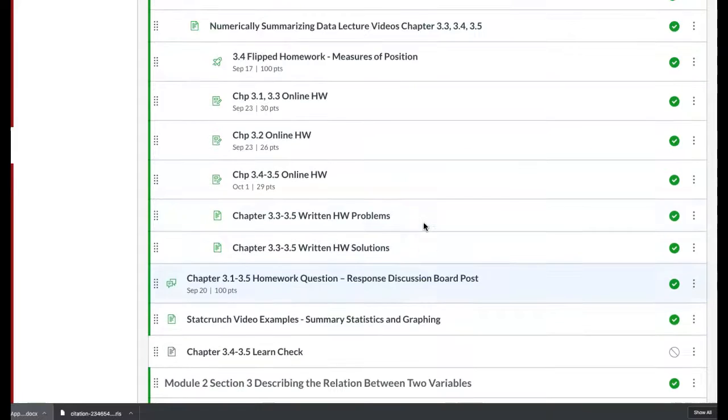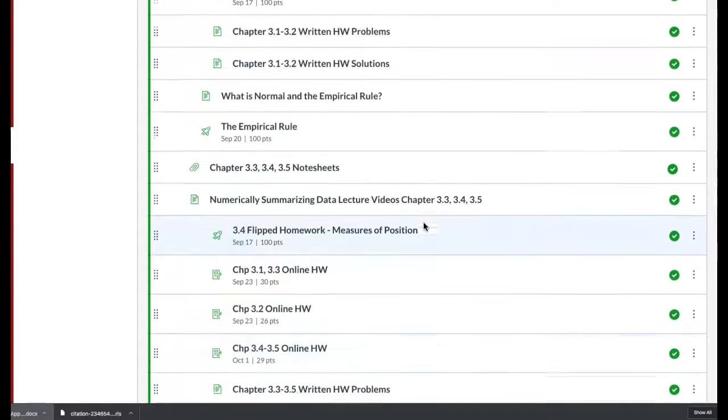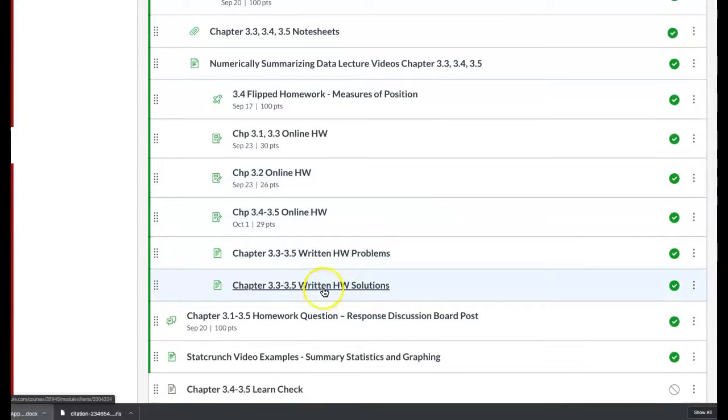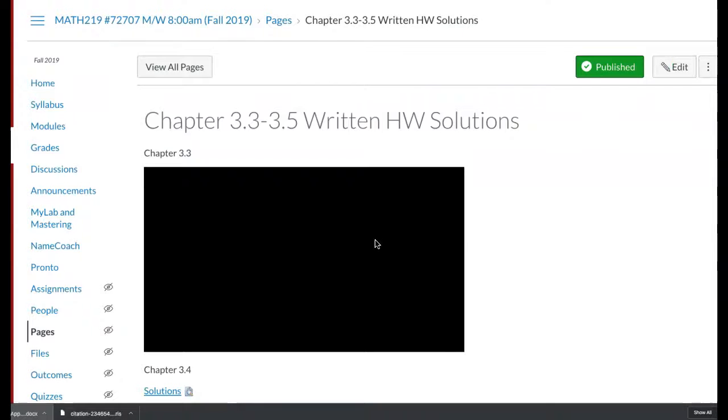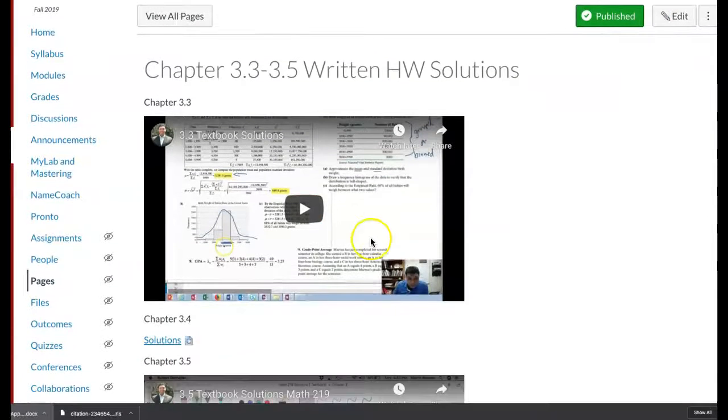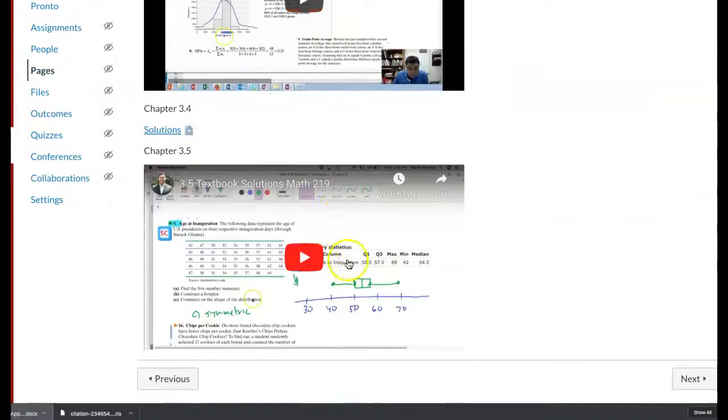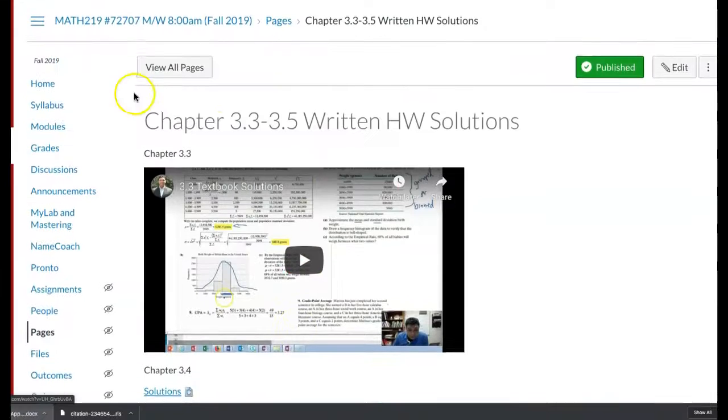Some supports that I build into the course, I already mentioned some. I include the written homework solutions. Those are video solutions for every problem that I've assigned, and students have access to that. You can see I've posted the solutions for the different sections.